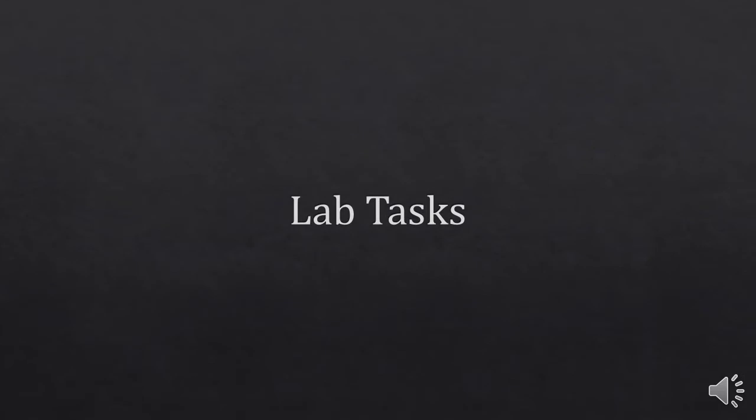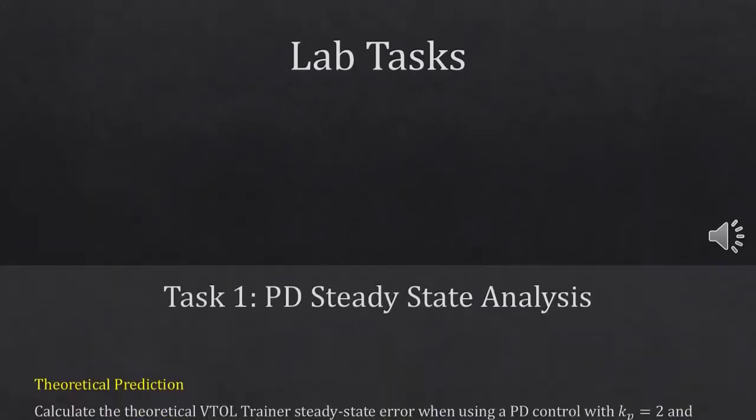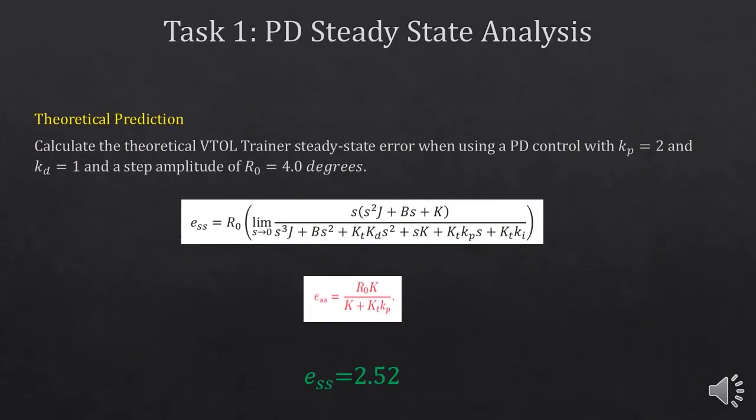Now let's move on to the lab task. The first lab task is the PD steady state analysis. In PD steady state analysis, only we are going to use the proportional and the derivative controller. We are going to use the value of Ki equal to 0. So first we will do the theoretical calculations.